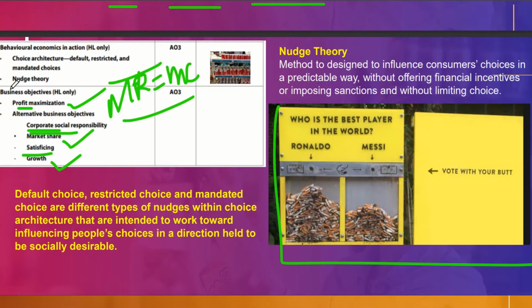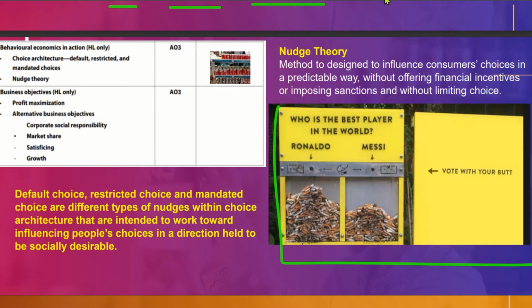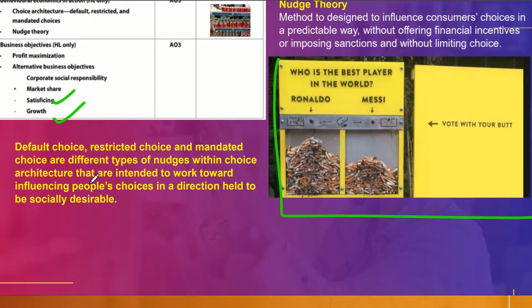So these are the certain business objectives: profit maximization, corporate social responsibility, market share, profit satisficing, and growth. Okay, these are the certain business objectives.